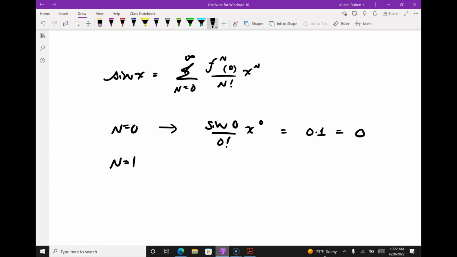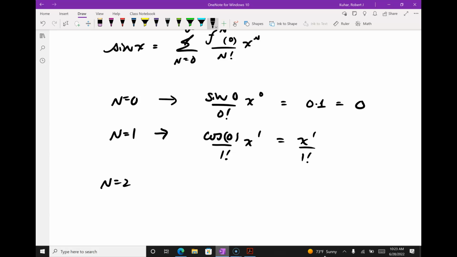What about when n is 1? What do I get? The derivative of sine is cosine, evaluated at 0, over 1 factorial times x to the 1. So I just get x to the 1 over 1 factorial. I want to keep that 1 factorial. I want to keep the information in there when it doesn't drop out, because I'm going to see a pattern and I can stop thinking. Once I see the pattern, I don't have to think anymore.